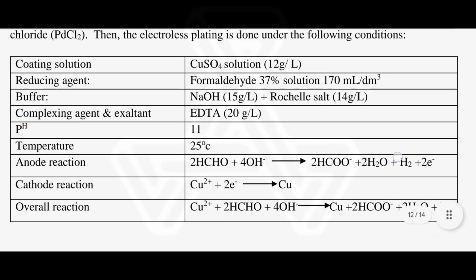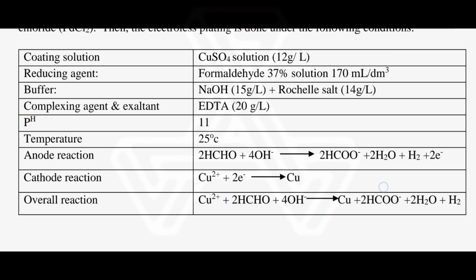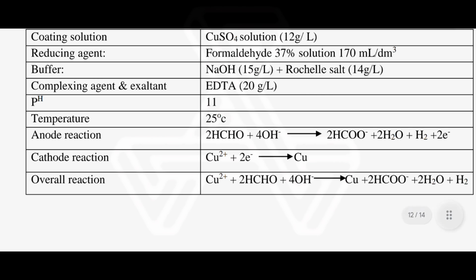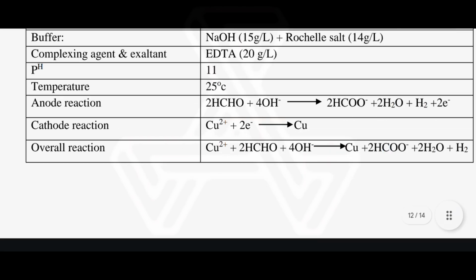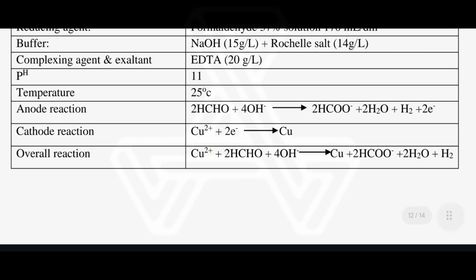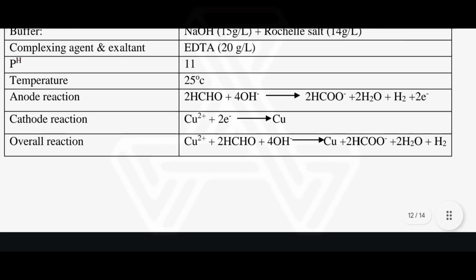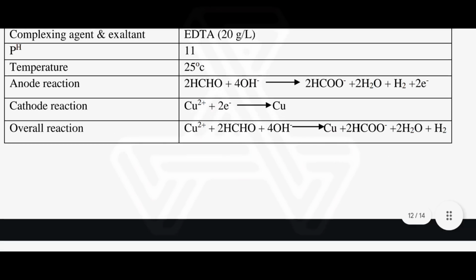Buffer: NaOH, 15 grams per liter; Rochelle salt, 14 grams per liter. Complexing agent and exaltant: EDTA, 20 grams per liter. pH 11, temperature 25 degrees Celsius. Anode reaction: 2HCHO + 4OH- gives 2HCOO- + 2H2O + H2 + 2e-. Cathode reaction: Cu2+ + 2e- gives Cu.